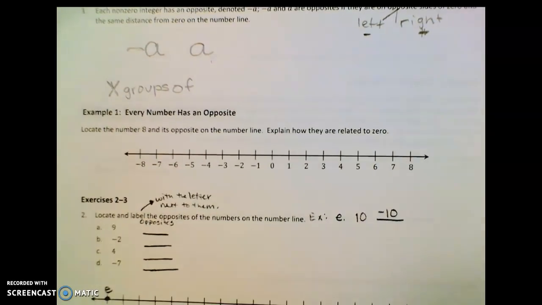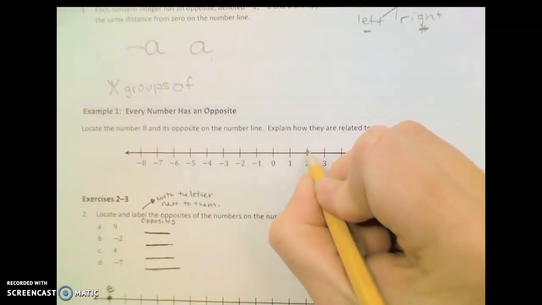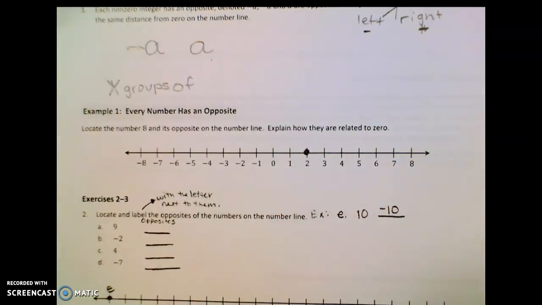So next I want you to locate the number 8 and its opposite on this number line and explain how they are related to 0. When I want you to locate the number 8, I want you to put a dot. For instance, if I was locating number 2, I would put a dot like that. How it is related to 0, it is 2 tick marks to the right of 0. So your job is to locate the number 8 and its opposite on the number line, and then explain to me how it is related to 0. Push pause until you have that completed, and then come back and check.